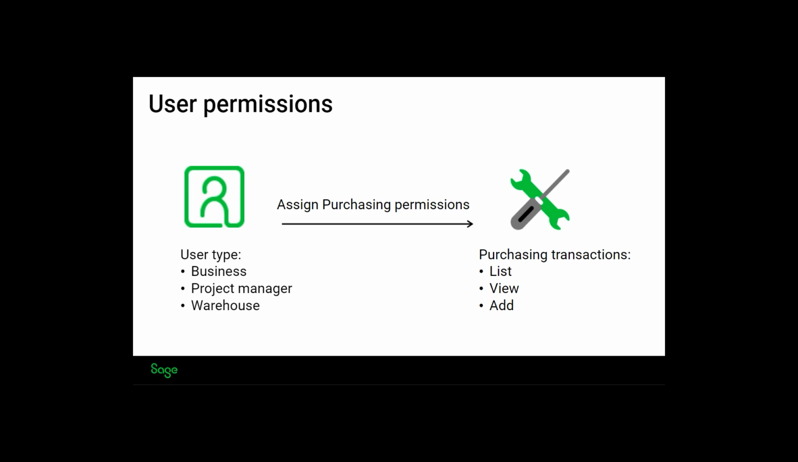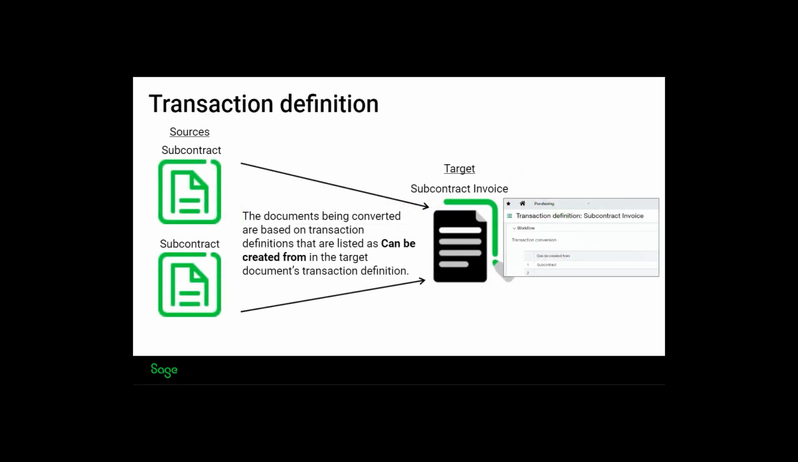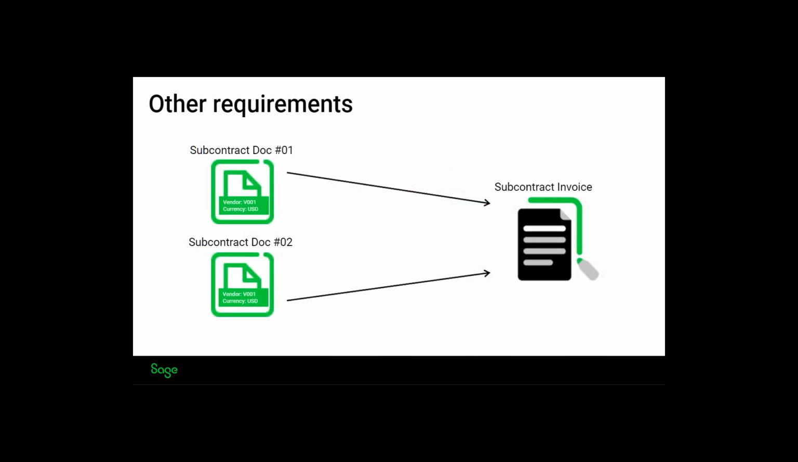There are some other requirements that you should be aware of. For any source document being converted, their transaction definition must be listed as can be created from on the target document's transaction definition. Lastly, in order to combine different documents into the same transaction, the documents being converted must have these attributes. They have the same vendor and use the same transaction currency.